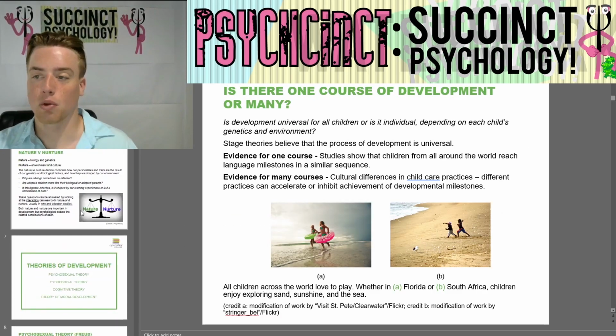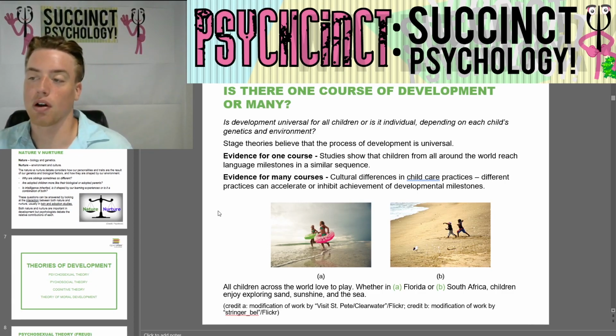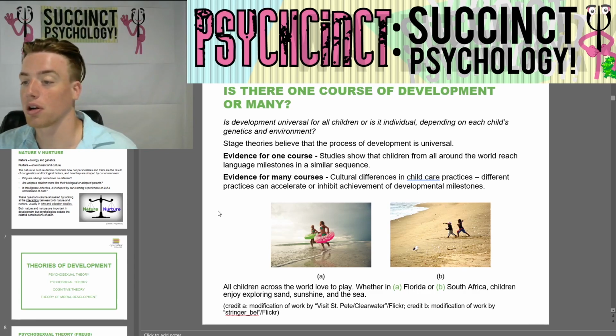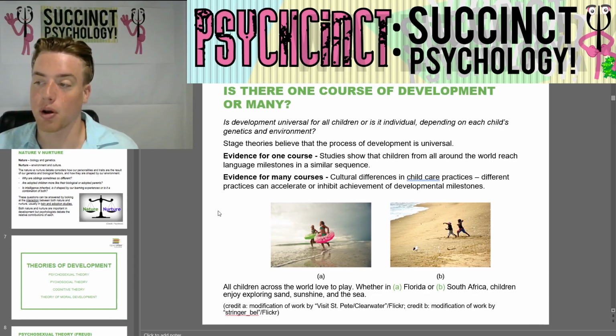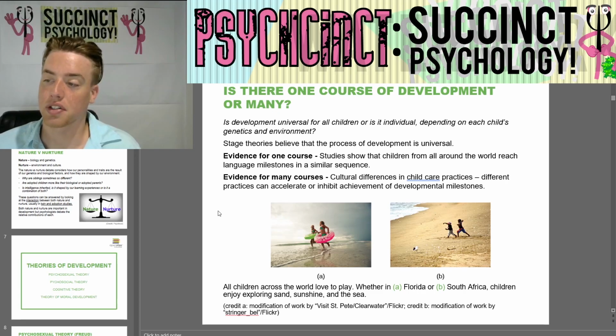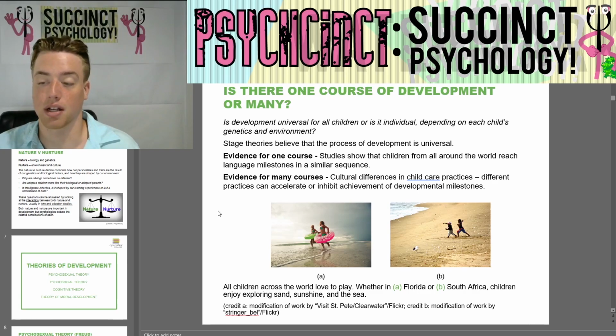So, is there one course of development or many? Is development universal for all children, or is it individual depending on each child's genetics and environment? Stage theories believe that the process of development is universal. So, evidence for one course: studies show that children from all around the world reach language milestones in a similar sequence. And then evidence for many courses: cultural differences in childcare practices, where different practices can accelerate or inhibit achievement of developmental milestones.